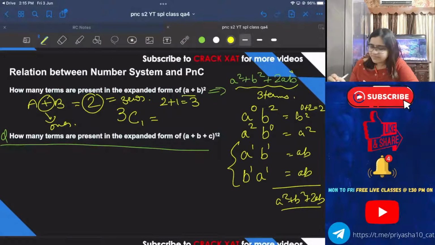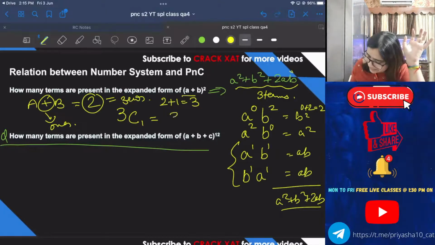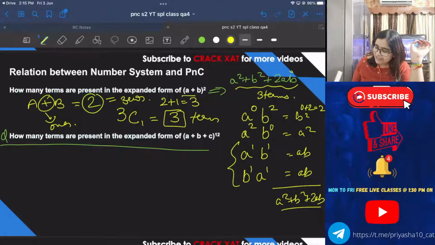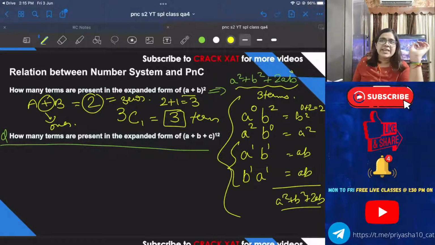Binomial theorem क्यों जरूरत है यहाँ पे? Like A plus B का whole square is the same thing, no? अच्छा, so you are saying you did it, you know it. अच्छा ठीक है, very good. Very nice. So the answer will be 3. So are we getting the same answer जो हम actually expand करके लाते?